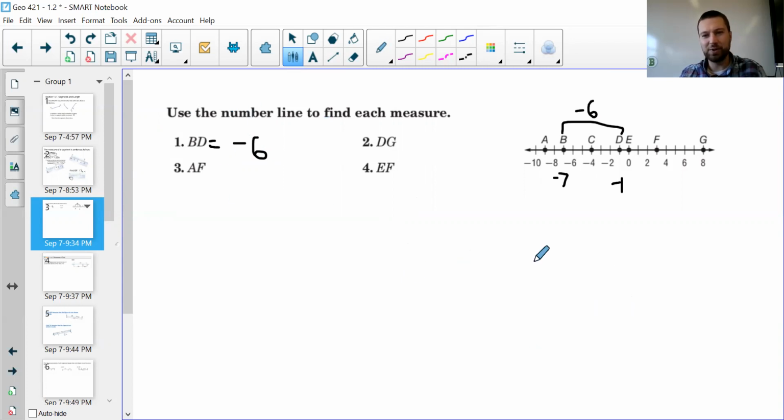Hopefully these drawings are okay, guys. Not always great. Okay, now you try this one on your own. You're going from D to G. So what is the measurement of DG? Pause it. Give it a shot.